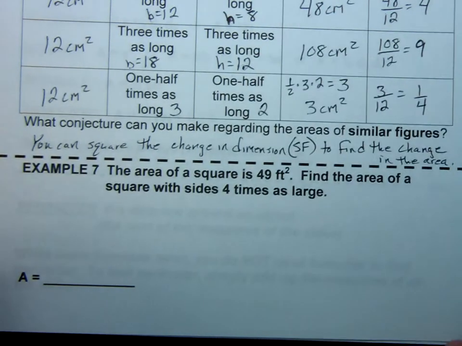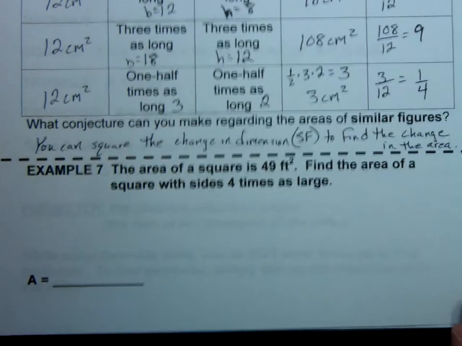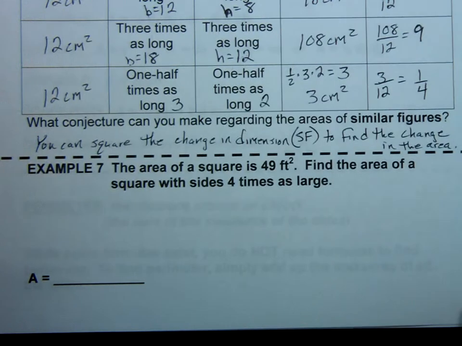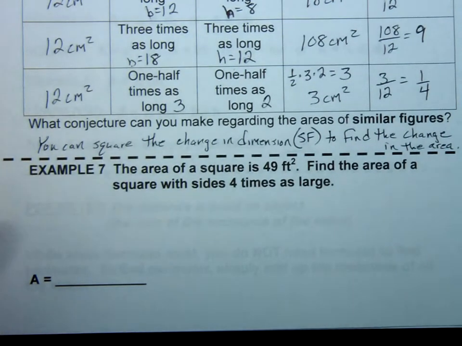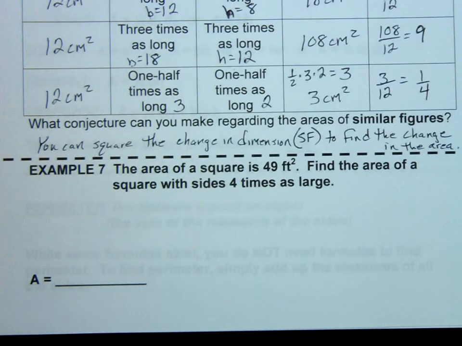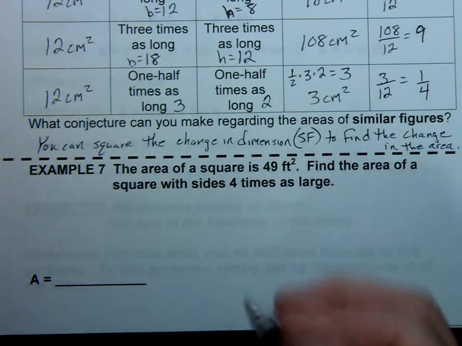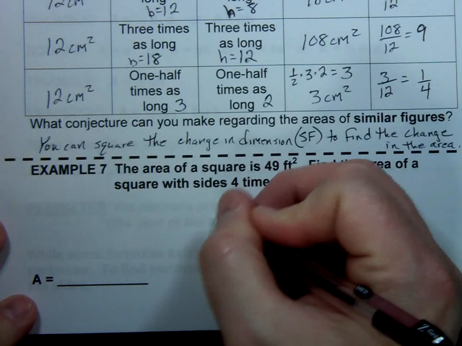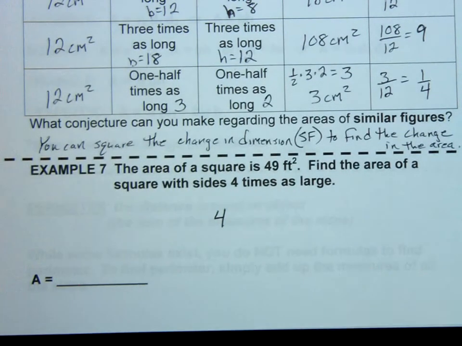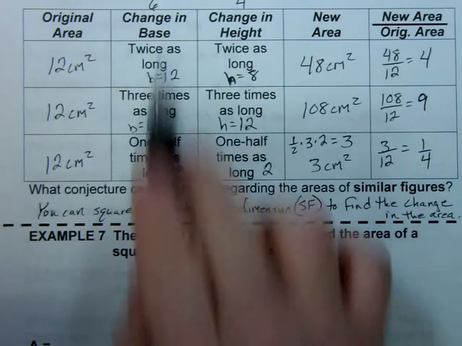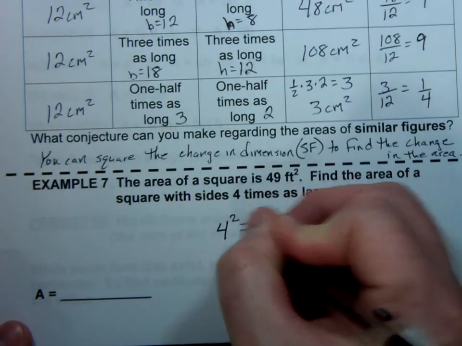Alright, so with that new information, let's try example 7. It says the area of a square is 49 feet squared. Find the area of a square with sides 4 times as large. Okay, well if I know that the sides are all going to be multiplied by 4, and I want to know how that affects the area, remember I can take whatever the dimensions are being multiplied by, and I can square that number to find out what the change in the area is going to be.